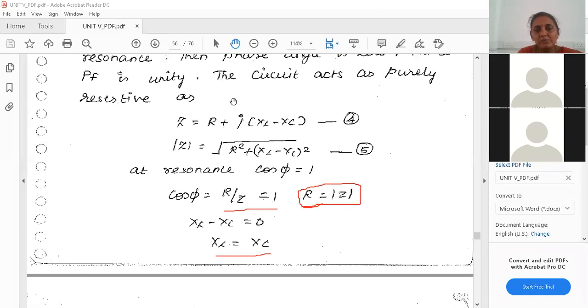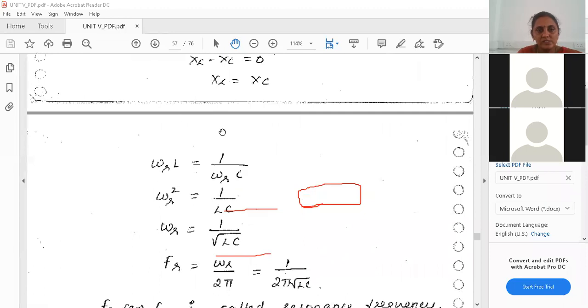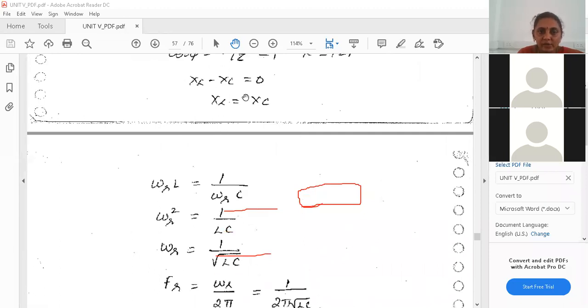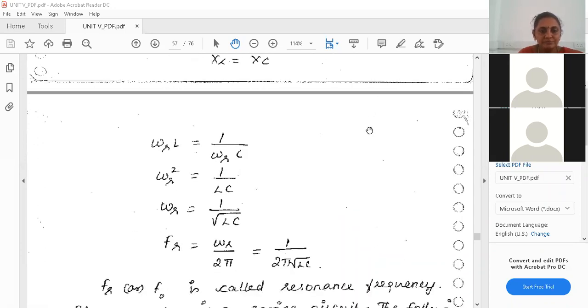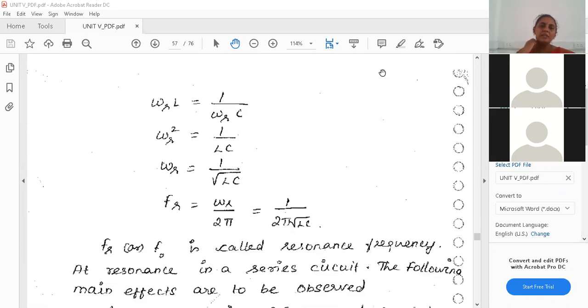Now, we generally explained what is resonance and now we are going into series resonance. XL is equal to XC means I am substituting the omega R value for XL and XC. So, XL is equal to omega R L and XC is equal to 1 by omega R C. Clear? Now, from this we can derive omega R value. Omega R square is equal to 1 by LC and omega R is equal to 1 by root of LC.